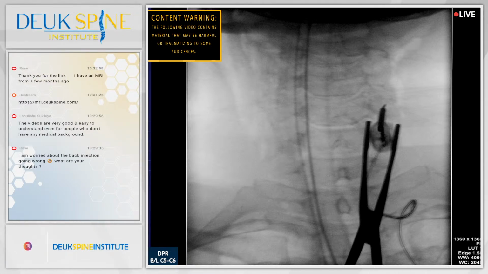I would say, in my opinion, that of all the surgeries and procedures done for back and neck pain, 99% of them are not really very good for the patient.